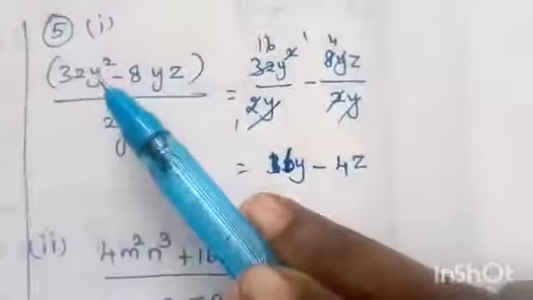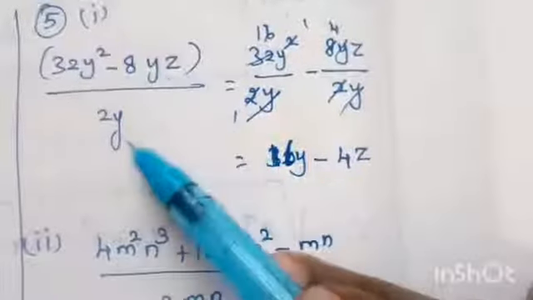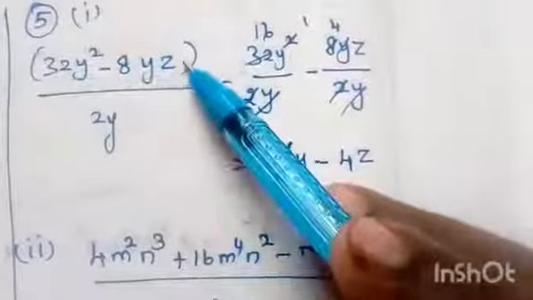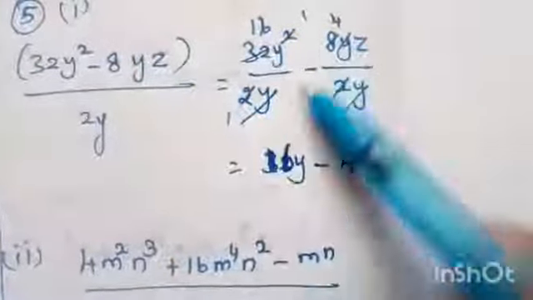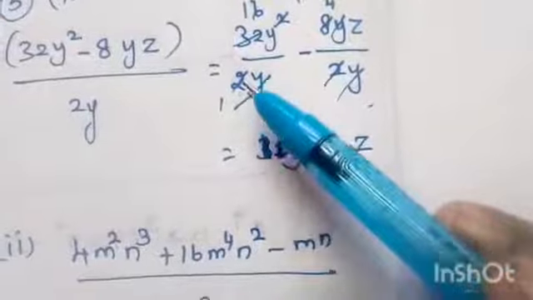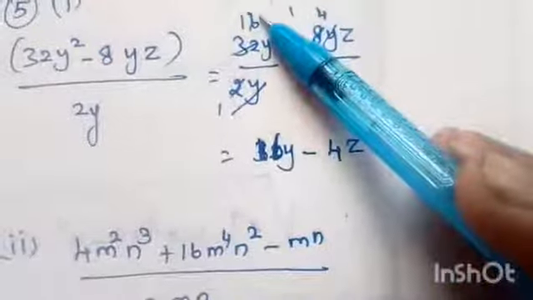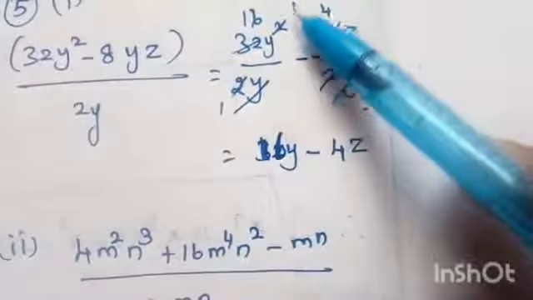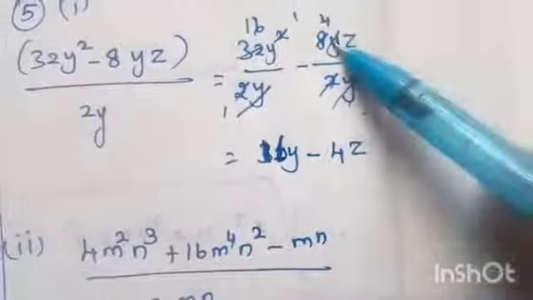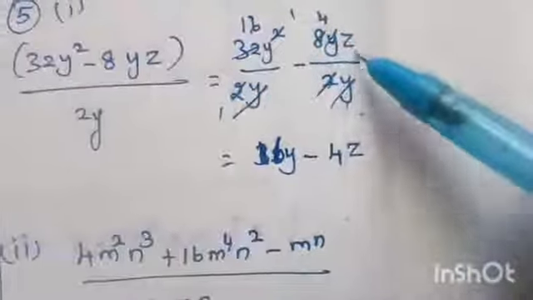First question: the given question is rewritten in this form, 32y square minus 8yz whole divided by 2y. This 2y is common for both the terms. So it is rewritten as 32y square by 2y minus 8yz by 2y. You have to cancel the numerals first, that is the coefficients. 1 time 16 times. 1 time y is cancelled, so remaining 1 time. Here 1 2 is 2, 4 2s are 8, y cancel. After cancelling we have 16y minus 4z.